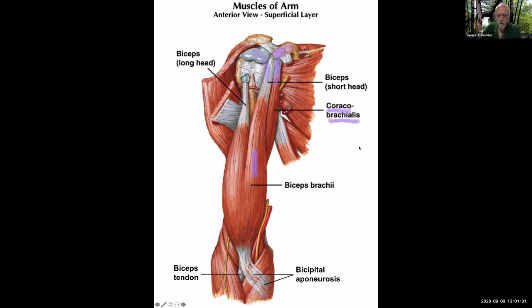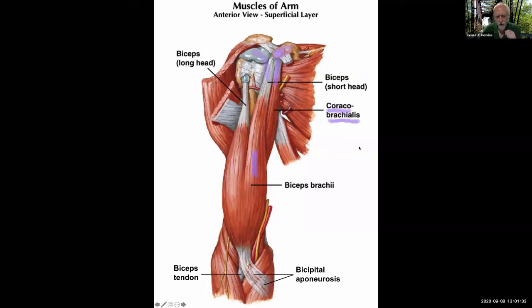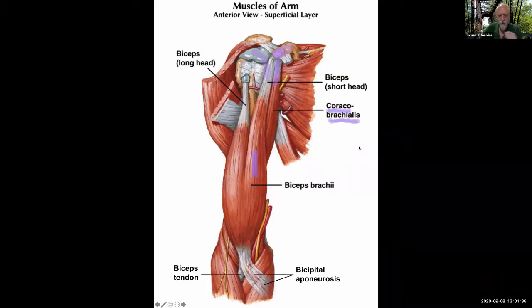I'm going to skip the innervation of it for a second because it turns out all these anterior muscles have the same innervation, so I'll just cover that all together in just a second.